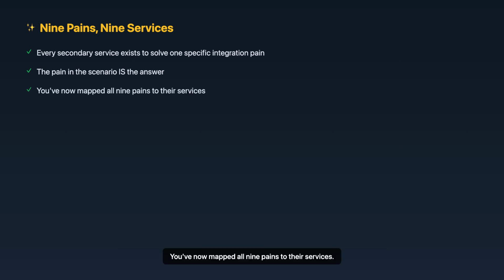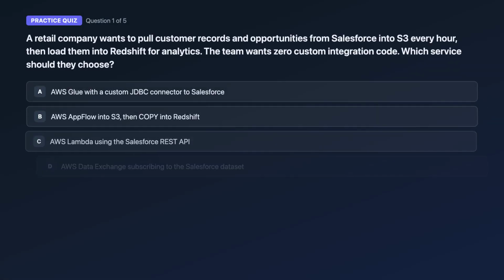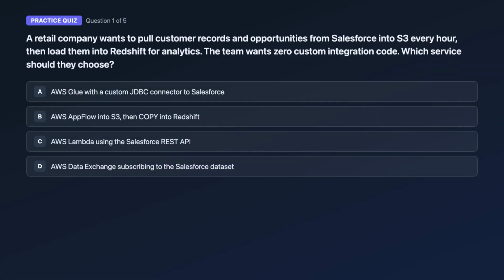You've now mapped all 9 pains to their services. Let's prove it with a quick 5-question quiz. Question 1. A retail company wants to pull customer records and opportunities from Salesforce into S3 every hour, then load them into Redshift for analytics. The team wants zero custom integration code. Which service should they choose?